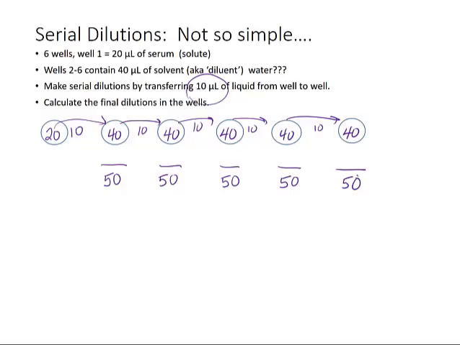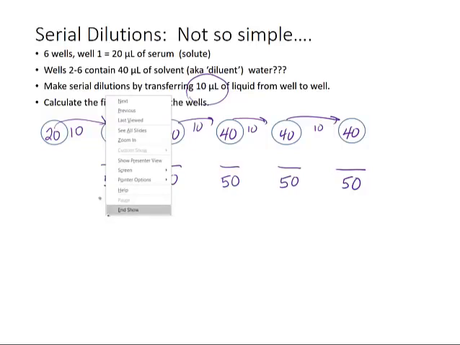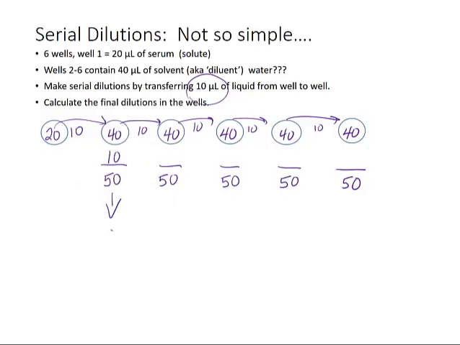Okay, now how much of the original solution is in tube 2? Well, it's 10 because we just put 10 in. Now let's reduce that. Okay, so that's going to be a 1 out of 5. And what is 1/5 as a decimal? If you're not sure, put it in your calculator. It's 0.2. That's going to be our multiplier.